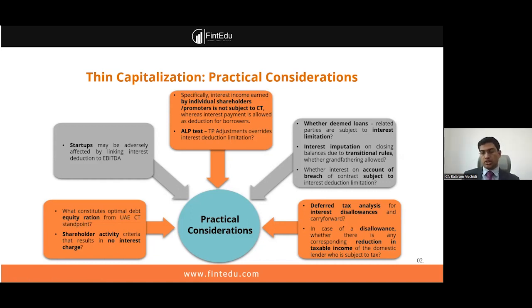Then in that case, you need to compute that because you carry forward this interest to the following years, whereas in your books of accounts, you must have taken the total amount of interest as expense to arrive at profit. Whereas for corporate tax computation purposes, you're only taking the amount which is deductible as interest expense, and the rest of the amount is carried over to the next following years. So you have different tax calculations to be done.